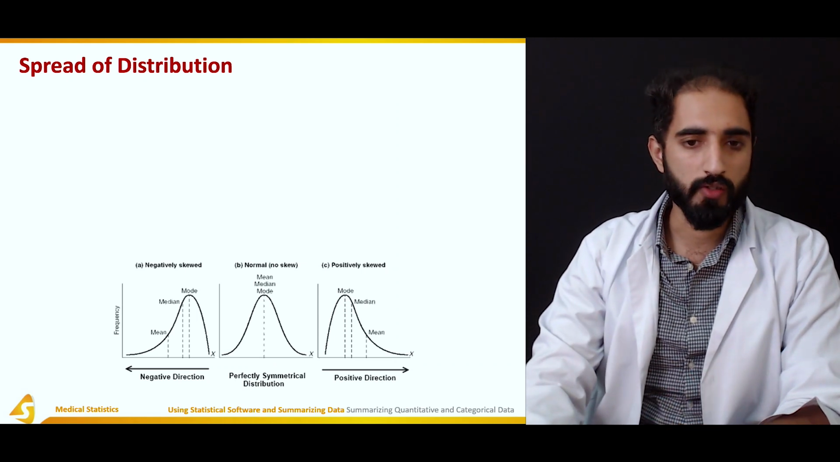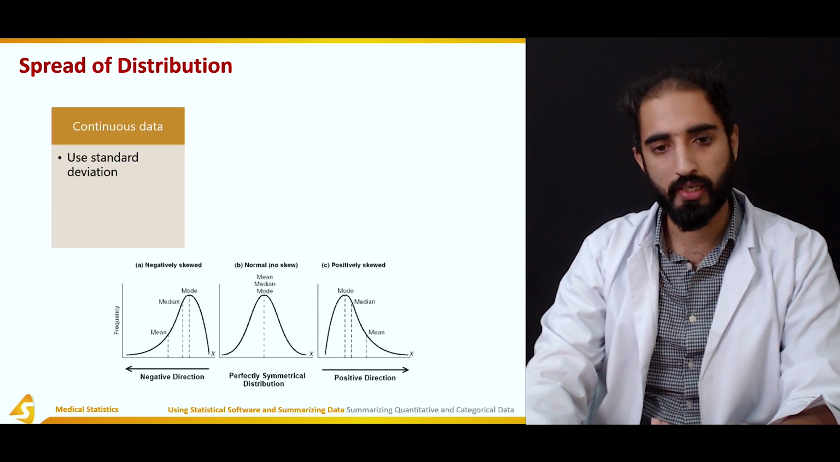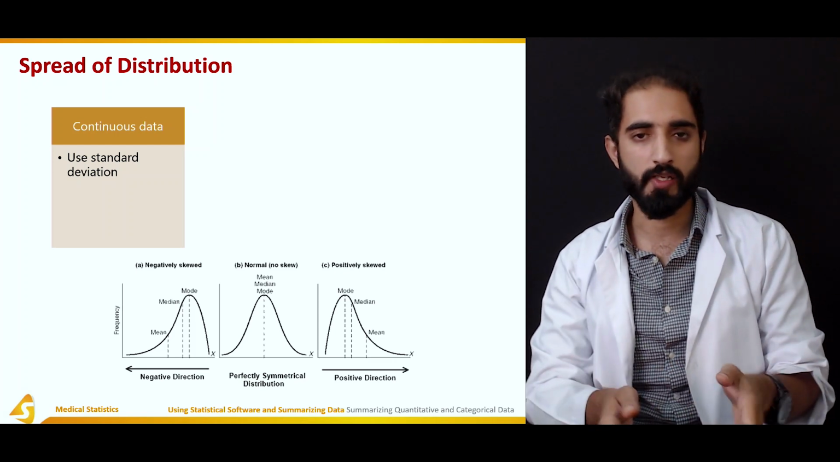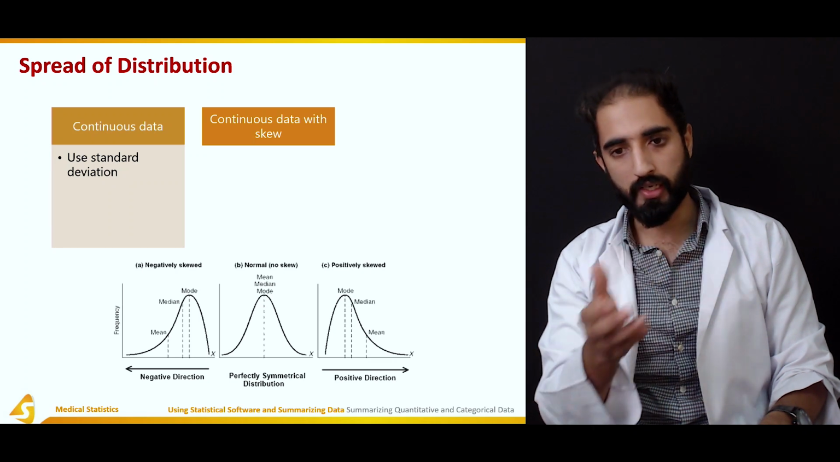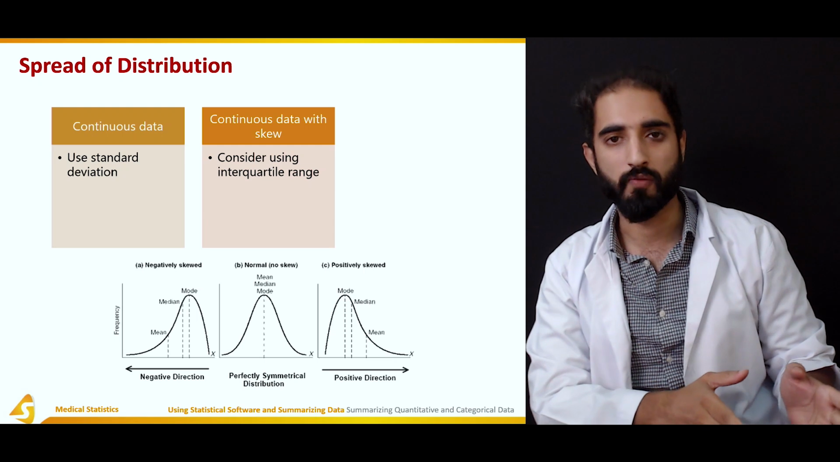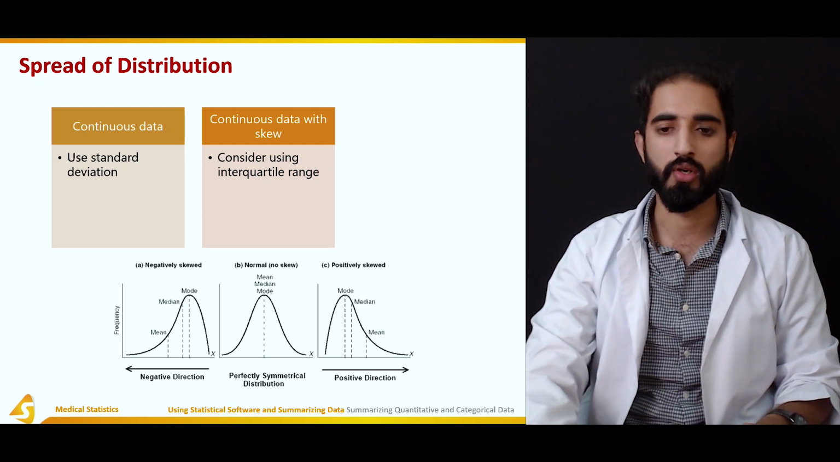Now, if you're talking about the spread of the distribution, if you have continuous data, use standard deviation, and that's why it goes with the arithmetic mean plus minus standard deviation. Continuous data with a skewed distribution, then consider using the interquartile range, and it goes well with the median. So median plus minus interquartile range.